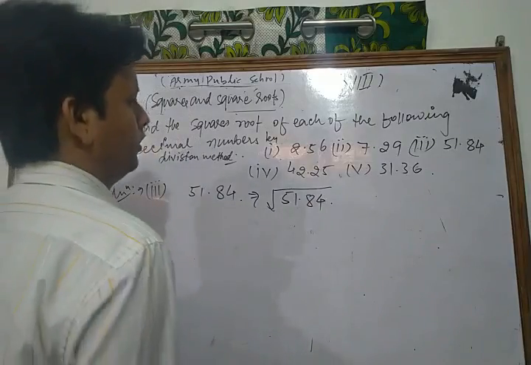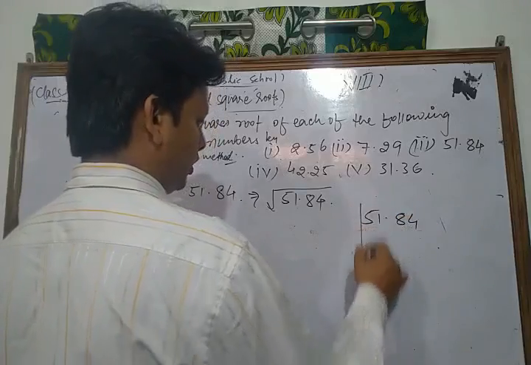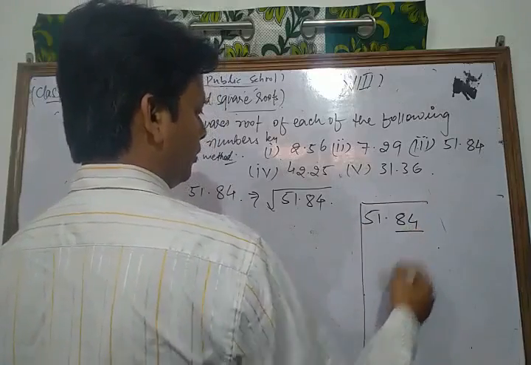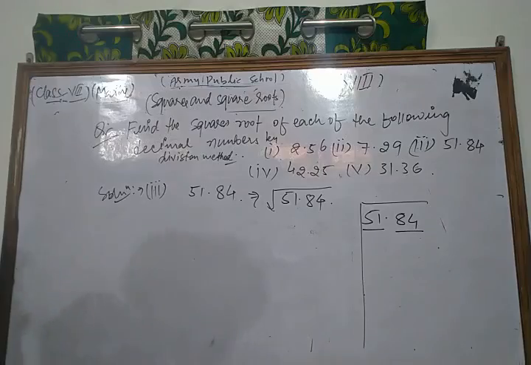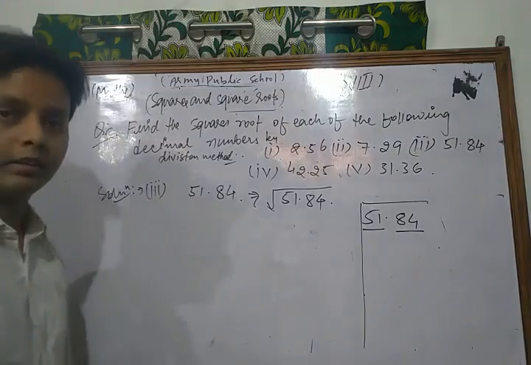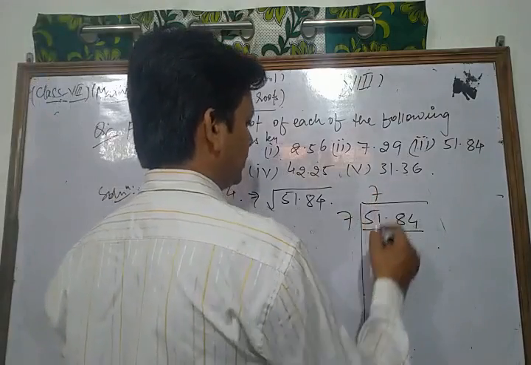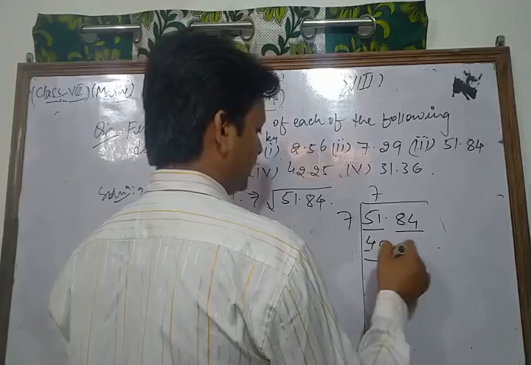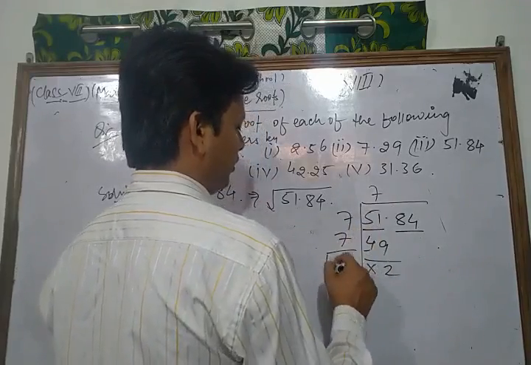Let's see. For that, first of all, we write 51.84 in this way. Now after that, we form the pair from the right side, and this is also forming a pair. Now how many times do we take? 7 7s are 49, 8 8s are 64. So 64 is greater, so we take 7 times. 7 7s are 49. Now we subtract them. This is 2. Now here 7 7s are 14.